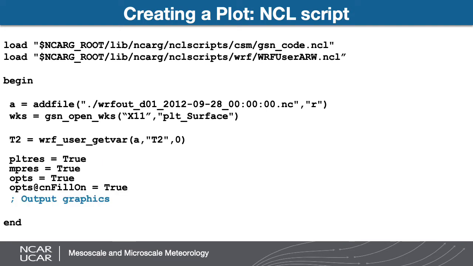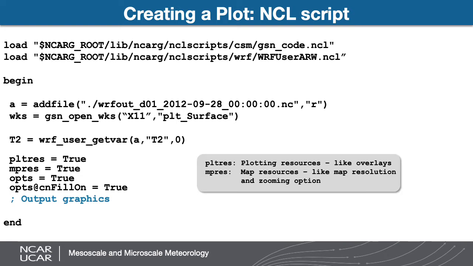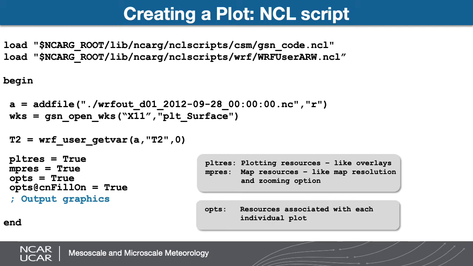Next, we're going to set up our plot resources, our map resources, and our plotting options. So our plotting resources are things we can set up like overlays over a map. A map resource, which I named MP-res here, you can name it whatever you want. We'll focus on the map resolution and zooming into the map if you so desire. And the options are the resources that are associated with each individual plot.